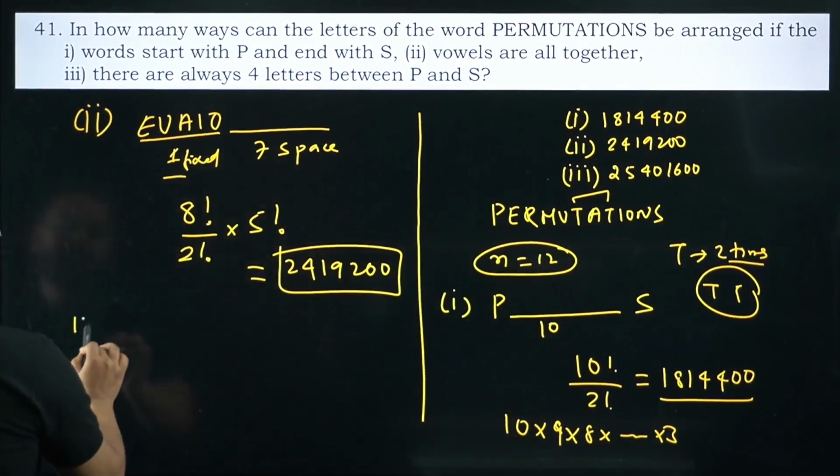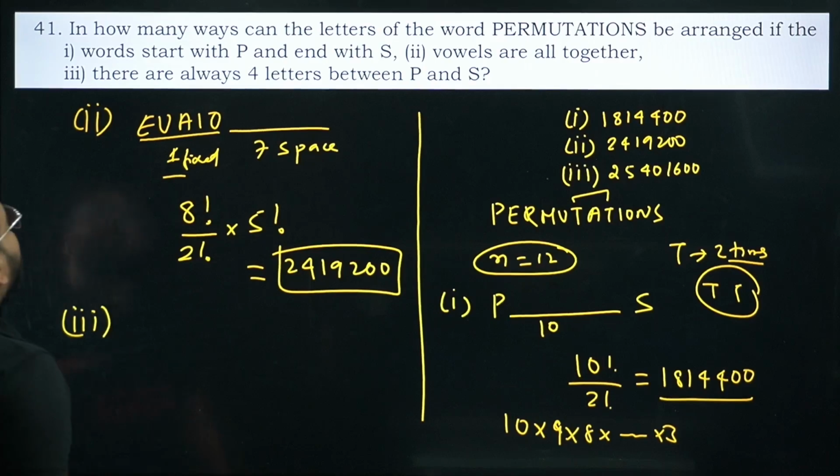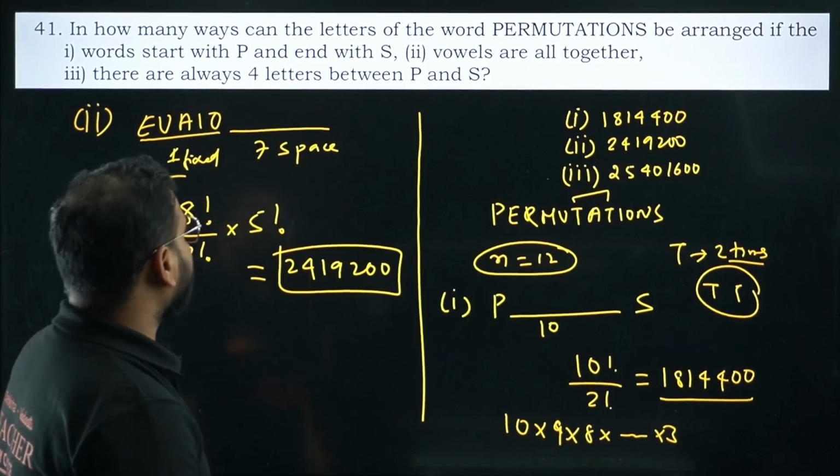Now part 3. Please check. There are always 4 letters between P and S. Okay, let me solve it over here. Part 3.